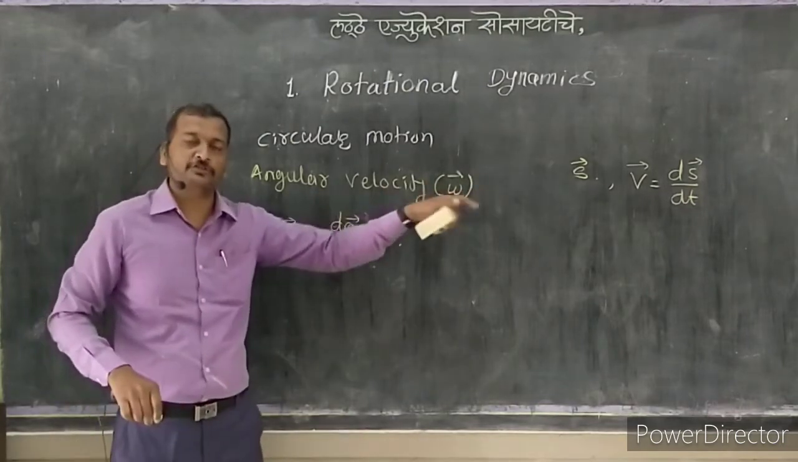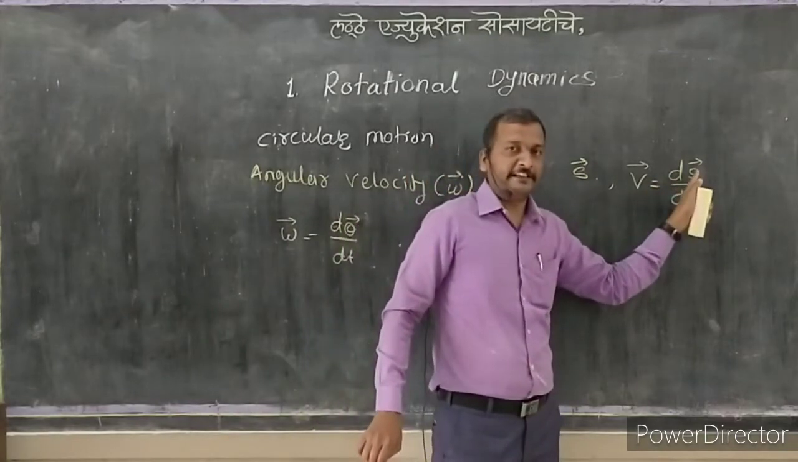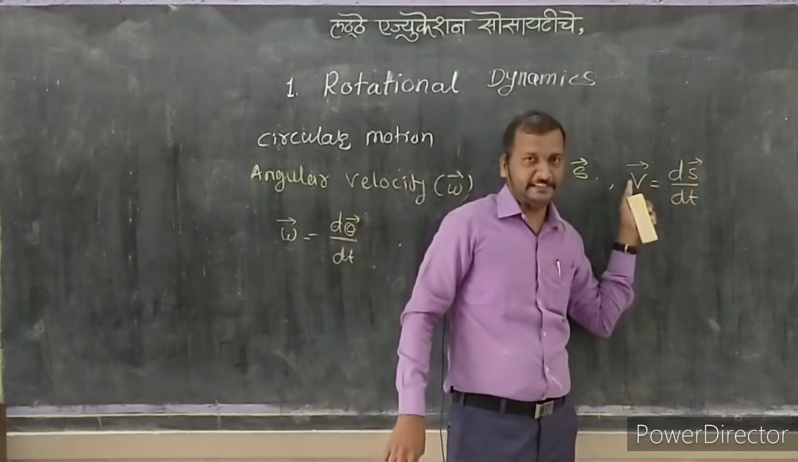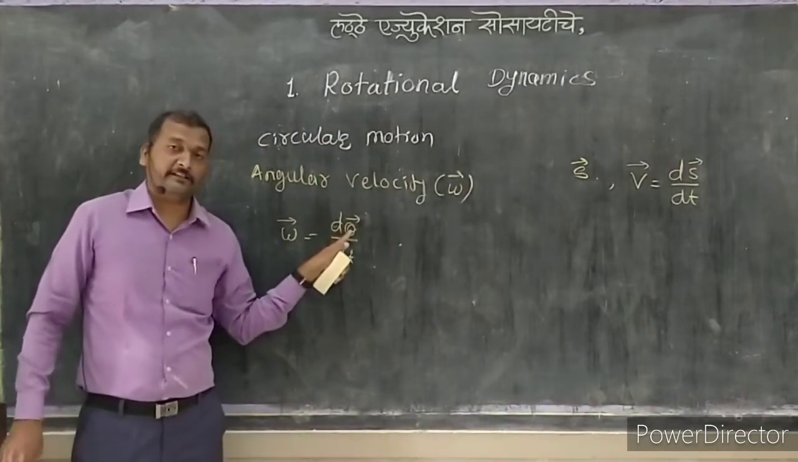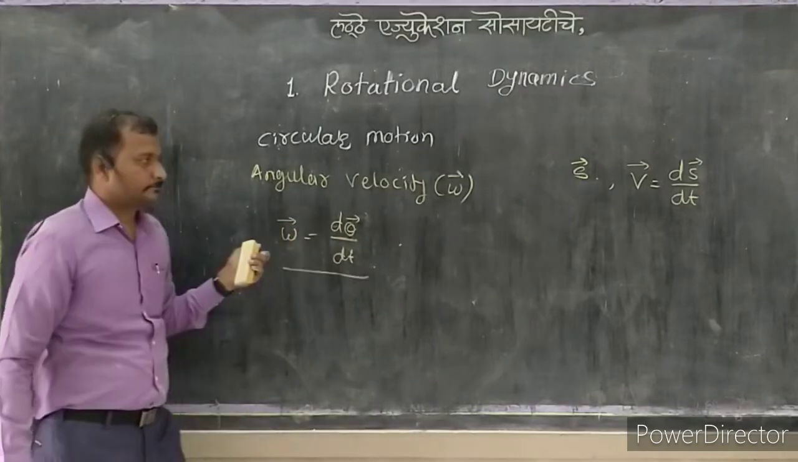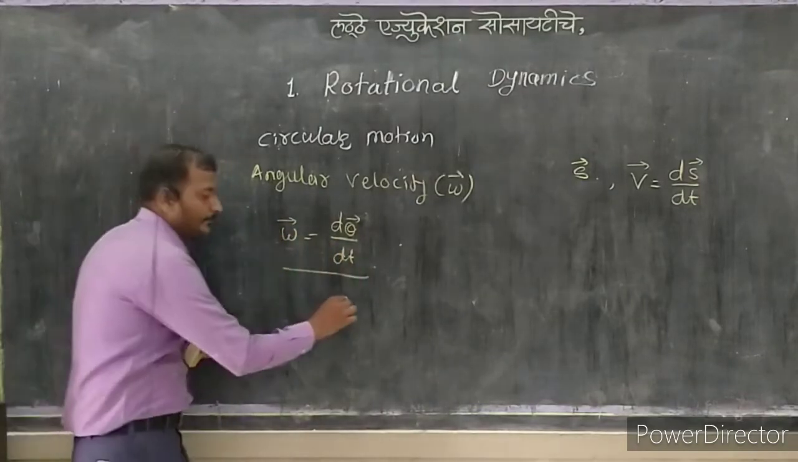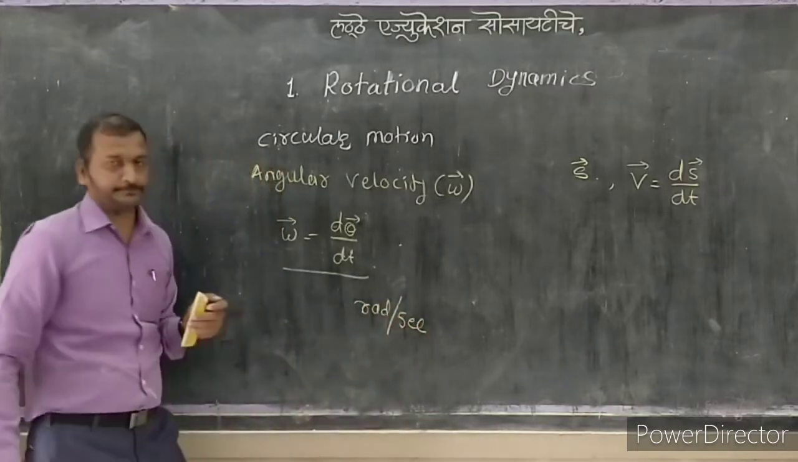It is analogous to the linear velocity. The rate of change of linear displacement with respect to time is linear velocity. Similarly, the rate of change of angular displacement with respect to time is the angular velocity. The SI unit will be radian per second.